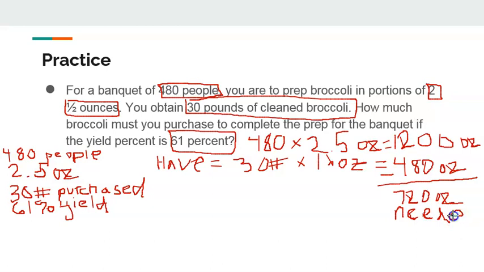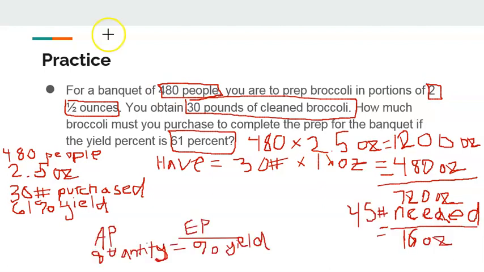So the next step is to convert the 720 ounces that we need into pounds. So you divide 720 ounces by 16 ounces because there's 16 ounces in a pound, and then that gives us 45 pounds. So once we get this number, we can plug it into our formula for AP quantity.